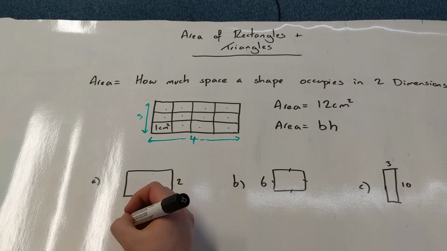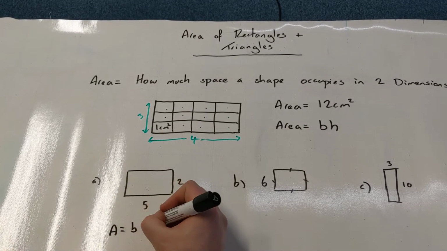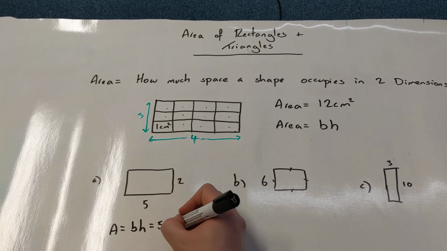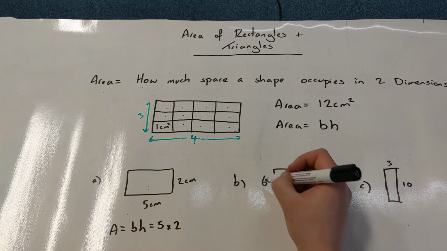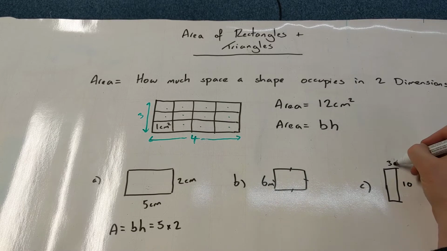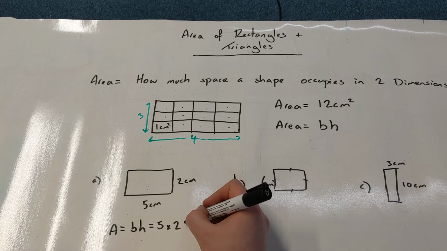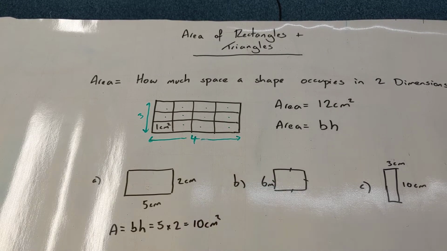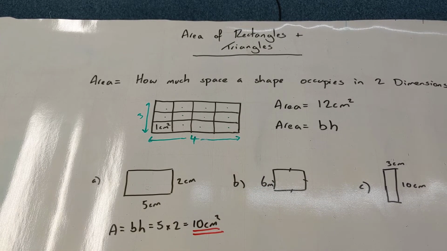And so the area of it, I'm just going to write A for area, is the base times the height. So here that's 5 times 2. Oh, sorry, I should write units on all of these. Centimetres. This one I'm going to write metres. And this one I'm going to write centimetres as well. So it's 5 by 2, which equals 10 centimetres squared. Okay? So that's how much space that takes up, 10 square centimetres.